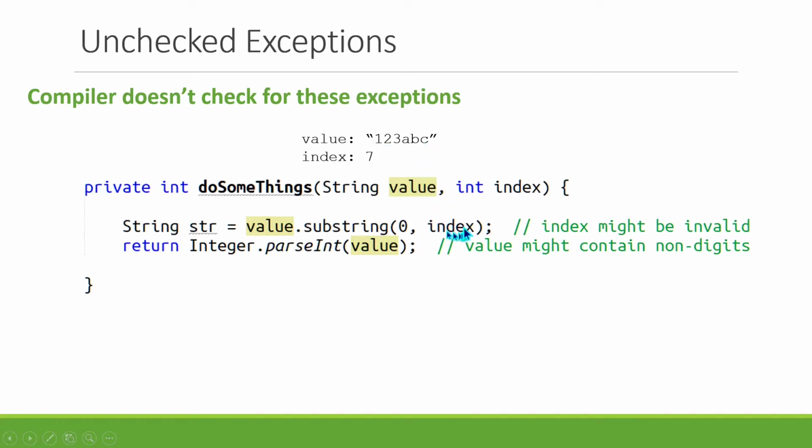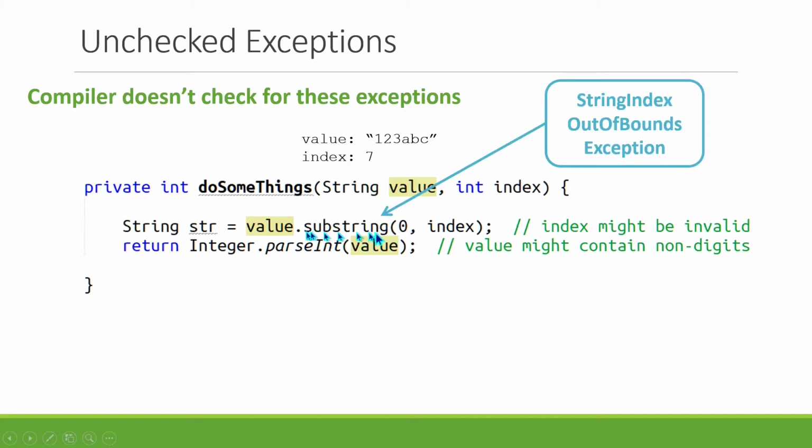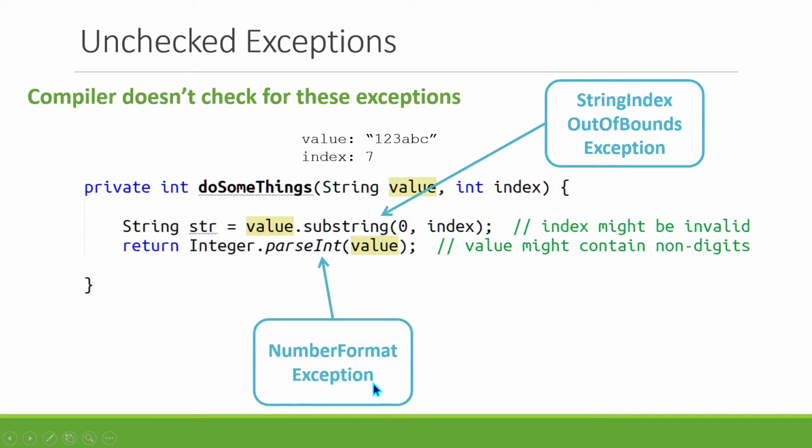So that means the index 7 is going to be an index out of bounds. It's more specifically a string index out of bounds exception. So that line of code, the substring method specifically, could throw a string index out of bounds exception. Similarly, when I take the value 1, 2, 3, ABC and try to pass it to parseInt, it isn't going to like the ABC. So parseInt will throw a number format exception.